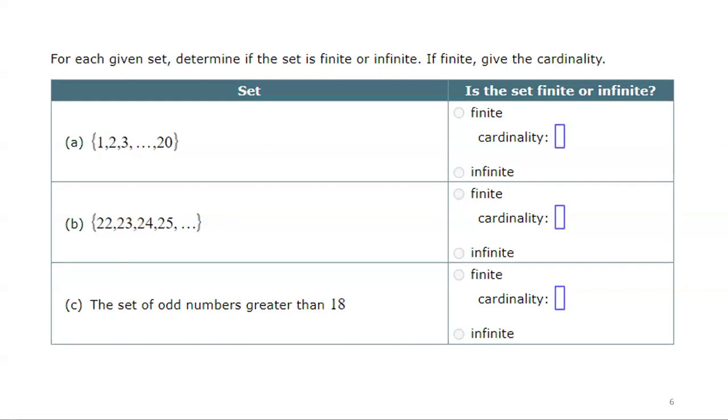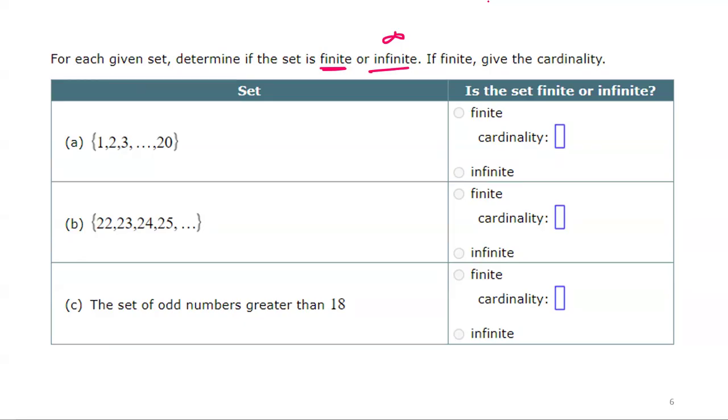Okay, for each given set, determine if the set is finite or infinite. So finite means just a limited amount, right? So if you have soda pop, in a box of soda pop, there's maybe 12 in a pack or six in the pack, so it's finite. Infinite means it goes on forever, right? And it's represented by this infinity symbol.